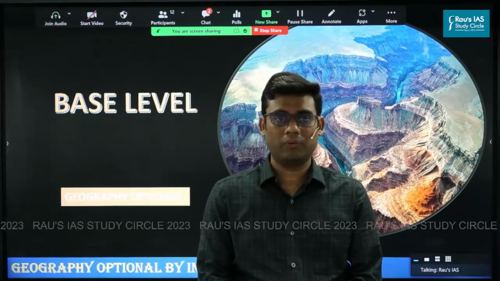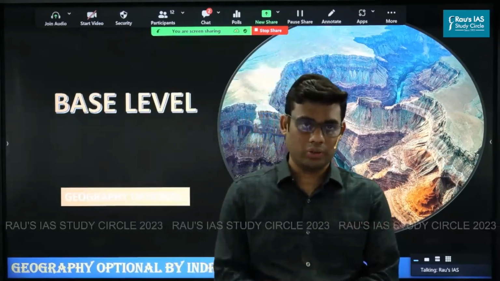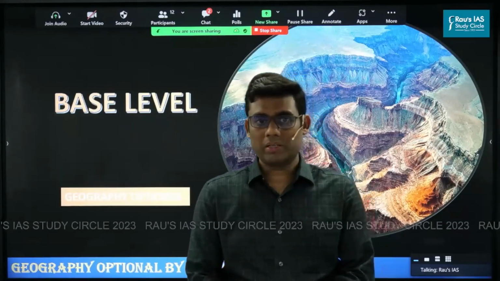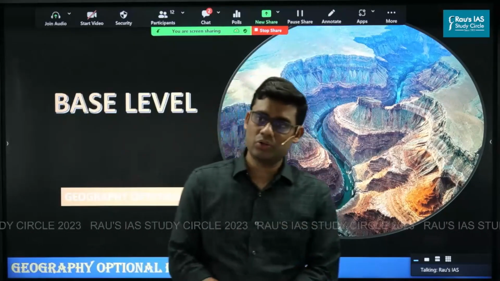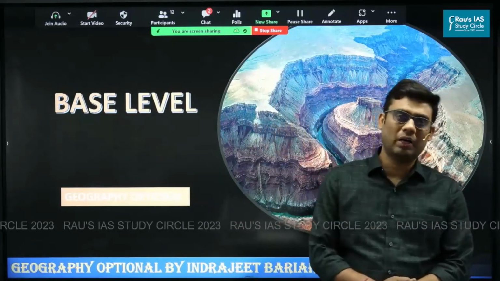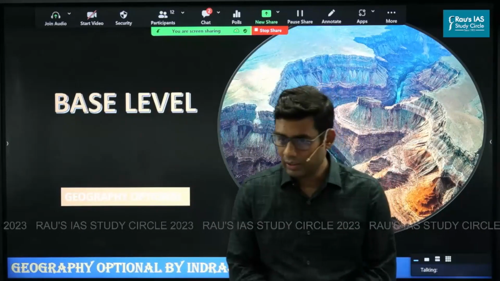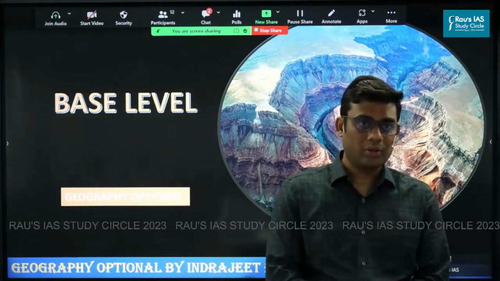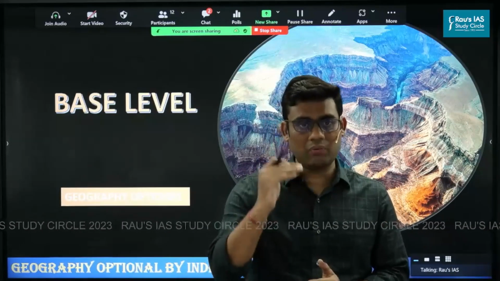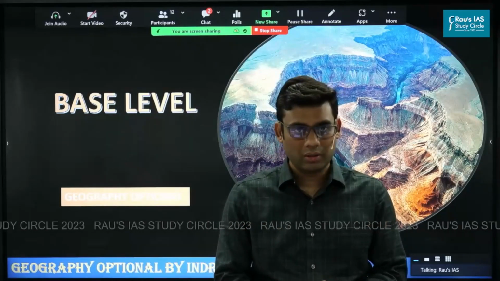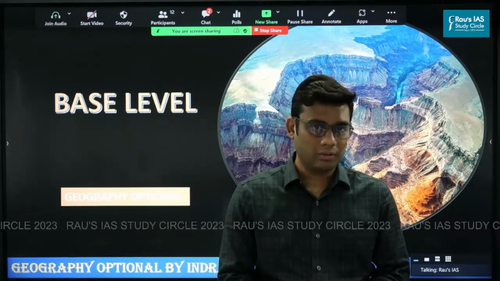The concept of base level of erosion. Now, base level of erosion, primarily, what is the idea? Base level of erosion was introduced by Powell in 1875. Primarily, base level of erosion represents the maximum vertical extent up to which a river can cut.